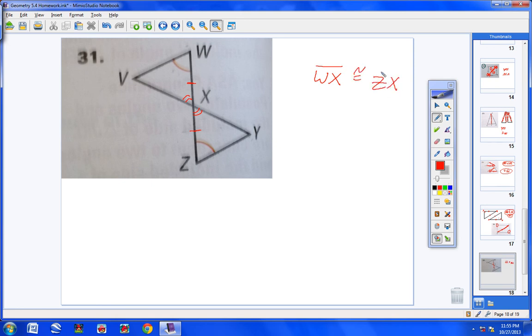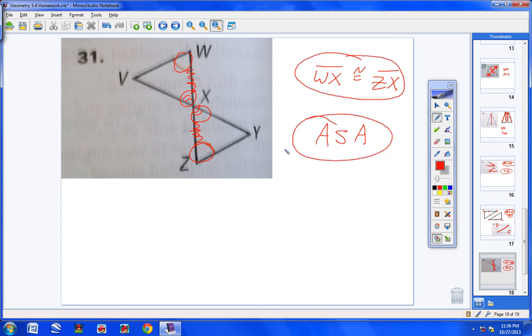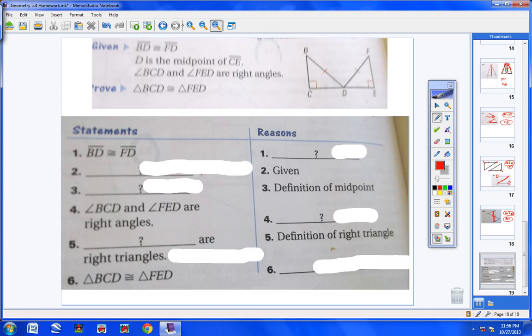Now why did I do that? Because now look what I have. I have angle, side, angle congruent to angle, side, angle. So what congruence theorem or postulate would I use to prove that these two triangles are congruent? Well, if WX is congruent to ZX, then I would use angle, side, angle. Okay? And now we're basically done except for number 32.